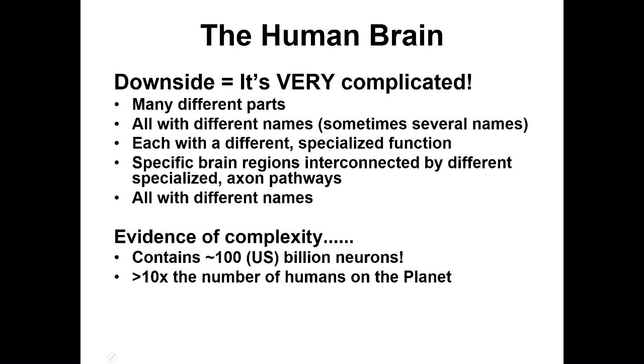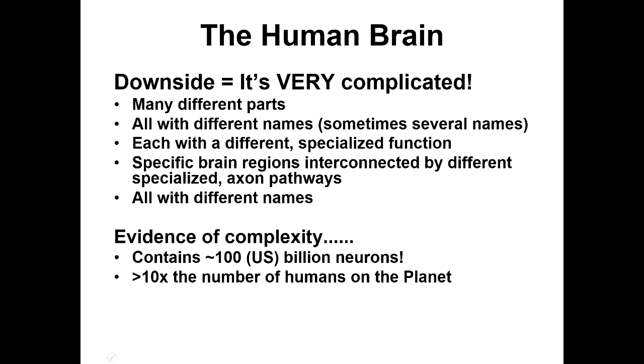And now, of course, each of those different parts of the brain has a particular name. Sometimes the same part of the brain has several different names, which you often have to know both of in order to remember what we're talking about. And you also need to know what that particular part of the brain is specialized for, what its specialized function is.